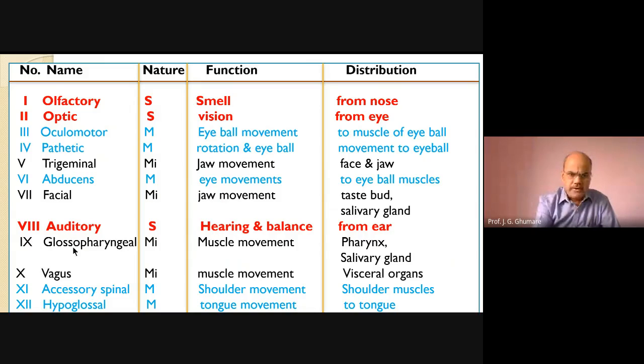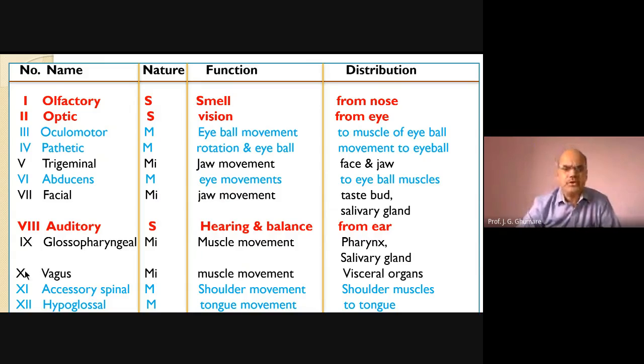Next one, ninth in the series, glossopharyngeal, the longest name, mixed, muscle movement. And the one which goes to the pharynx and salivary gland, maybe the pharynx muscle movement. This is the work carried by this glossopharyngeal.